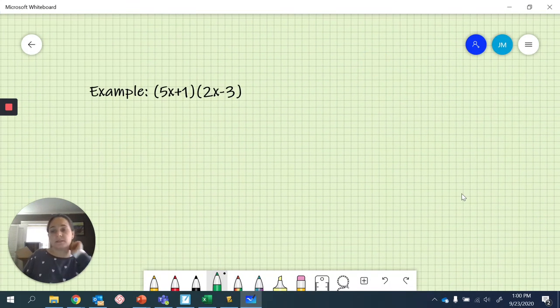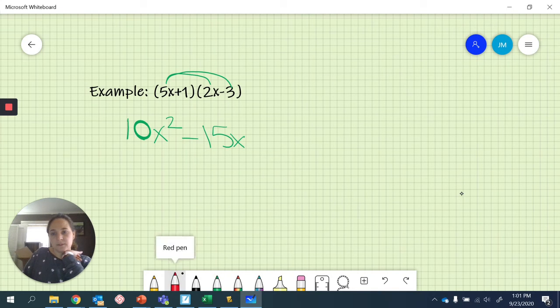Let's come down here and do our second example. So this example I'm not going to do with an area model. I call it also double distribution. So you're going to start with this 5x and you're going to multiply it into both. Okay, so 5x times a 2x is 10x squared, because remember, x times x is x squared. And then a 5x times a negative 3 is negative 15x.